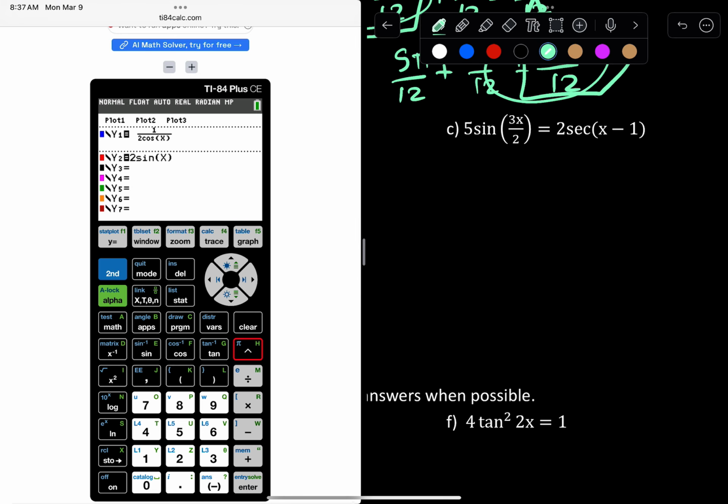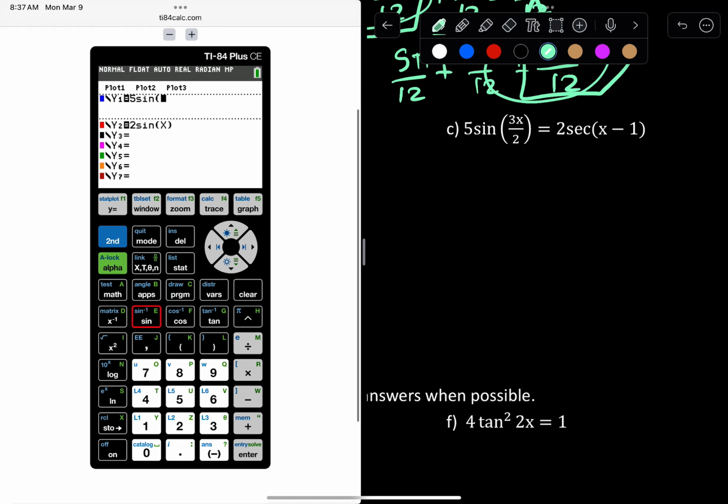So y1, we're going to go ahead and type in 5 sine. I have my fraction bar. We'll do 3x over 2. And then we have to use another reciprocal identity. Now we have that 2. I'm going to create my fraction bar, but the 2 goes in the numerator. And then in the denominator, I will have my cosine, and then my input will stay with my cosine.